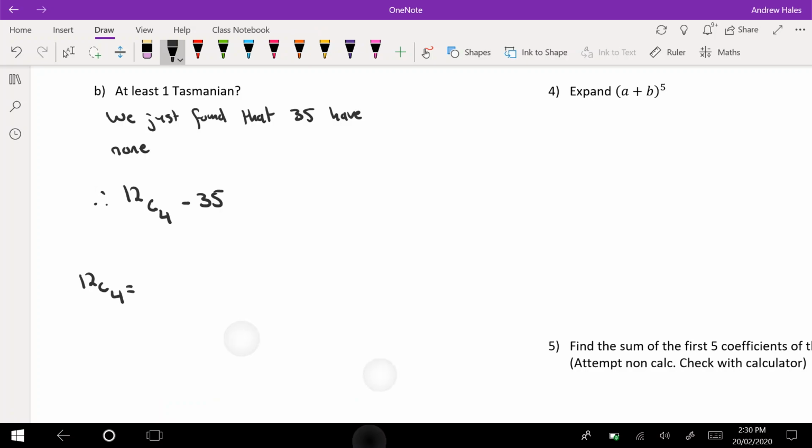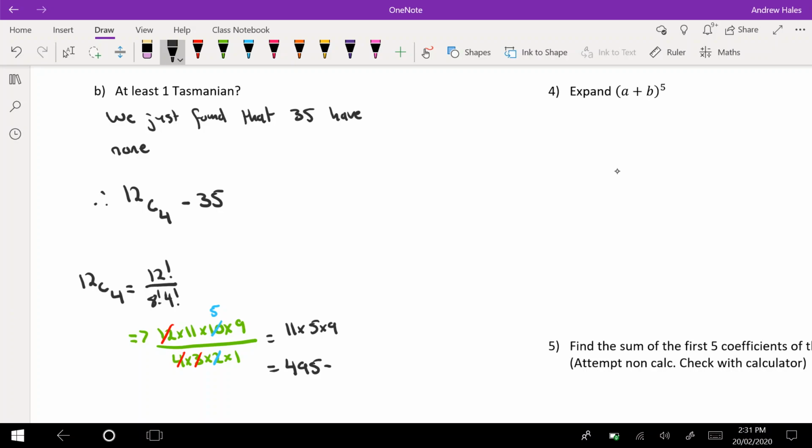12C4 is equal to 12 factorial over 8 factorial, 4 factorial. I know my 8s are going to cancel out, so I'm going to rewrite this as 12 times 11 times 10 times 9 over 4 times 3 times 2 times 1. Well, 4 times 3, that's equal to 12. I can divide 10 by 2 to get me 5. So my final answer is going to be 11 times 5 times 9, which is 55 times 9, which is 495. So it is absolutely possible to do this without a calculator. Take away 35, because I have to take away the amount of teams that had no Tasmanians in them. So there are 460 different ways to do it.